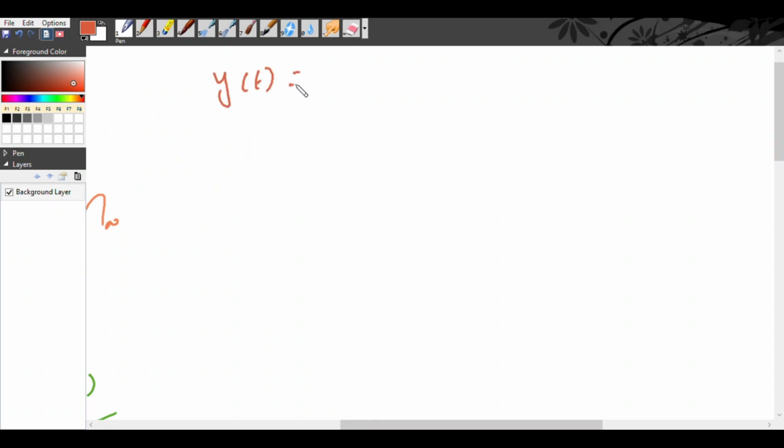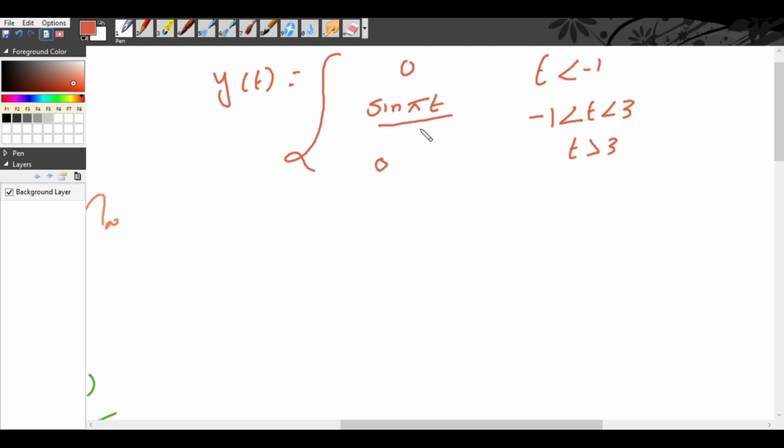Look, the value of y of t we have found for 3 cases, that is t is lesser than minus 1, between minus 1 to 3, as well as greater than 3. So for greater than 3 the value of y of t is 0, and for lesser than minus 1 the value is equal to 0 again. If the second signal lies somewhere between minus 1 to 3, the value which we got is nothing but sin pi t by pi. So this is the result of the convolution.